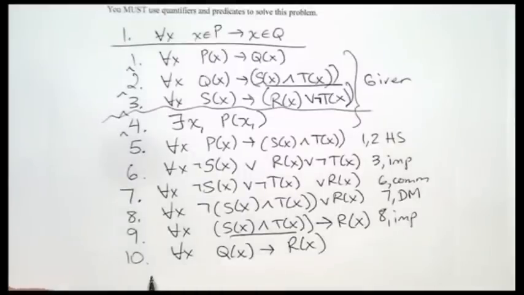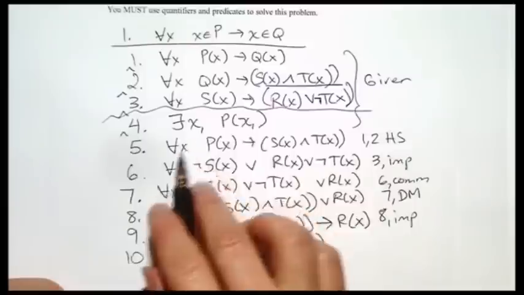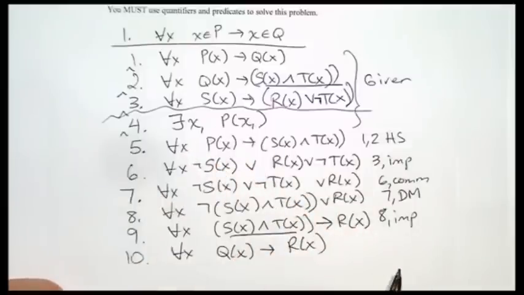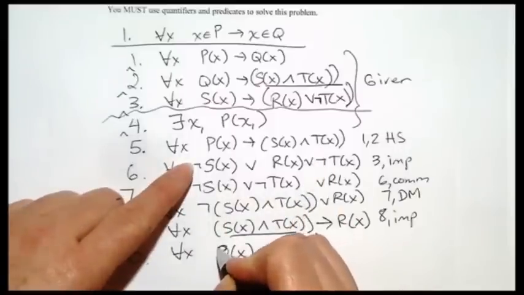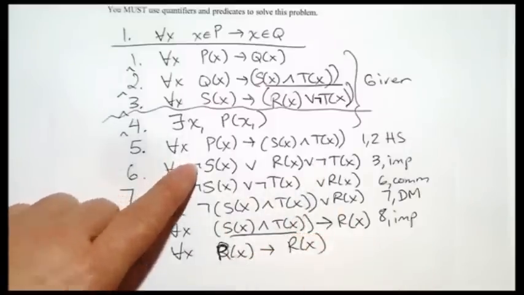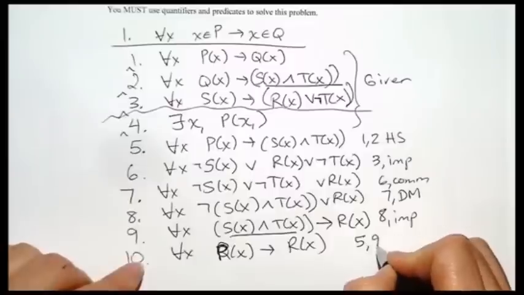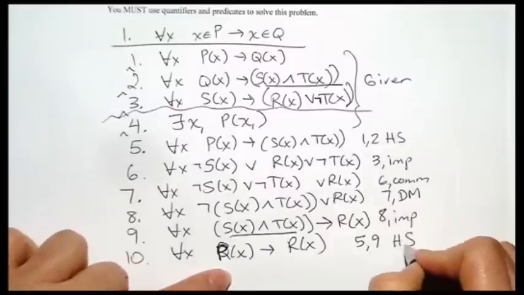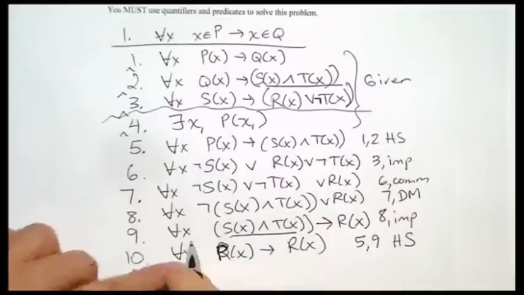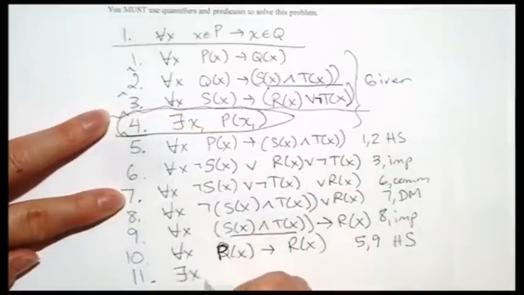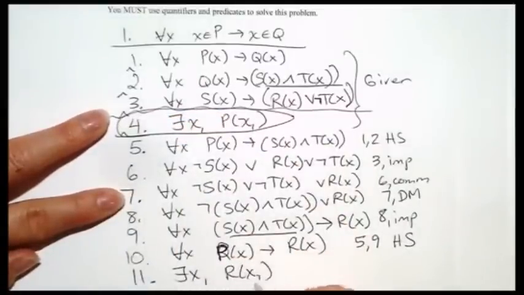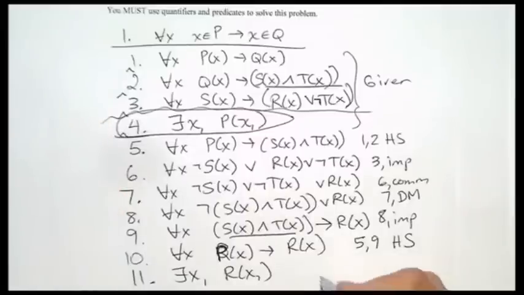And then, did I have anything else? Oh, I wanted to use that. Thank you. So I should use 5 and 9 and hypothetical syllogism. And then 11, I'm going to now combine it with 4 to get there exists X1, R of X1. And that is modus ponens.